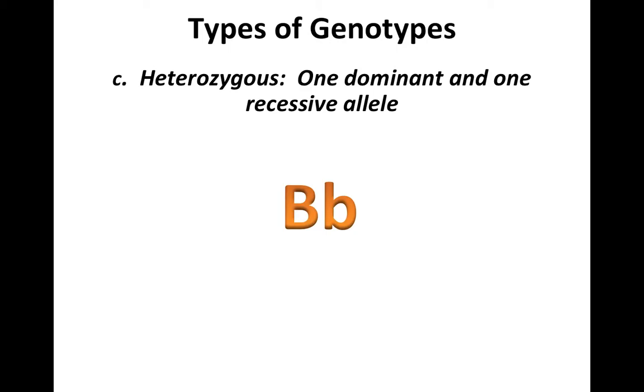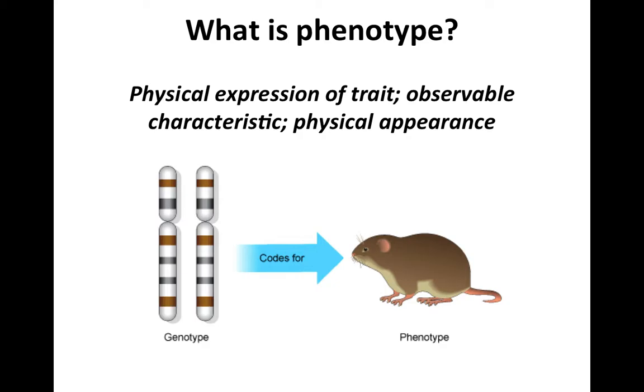All right, phenotypes. Phenotype is basically going to be the physical expression of that trait. What I mean by that is, what do you see? When I have those two alleles together, what trait is actually shown? So it's the physical expression of a trait, the observable characteristic, or the physical appearance. Now I love this picture here because for genotype, they're basically showing you the chromosomes with the genes on them, and then this is what it looks like.